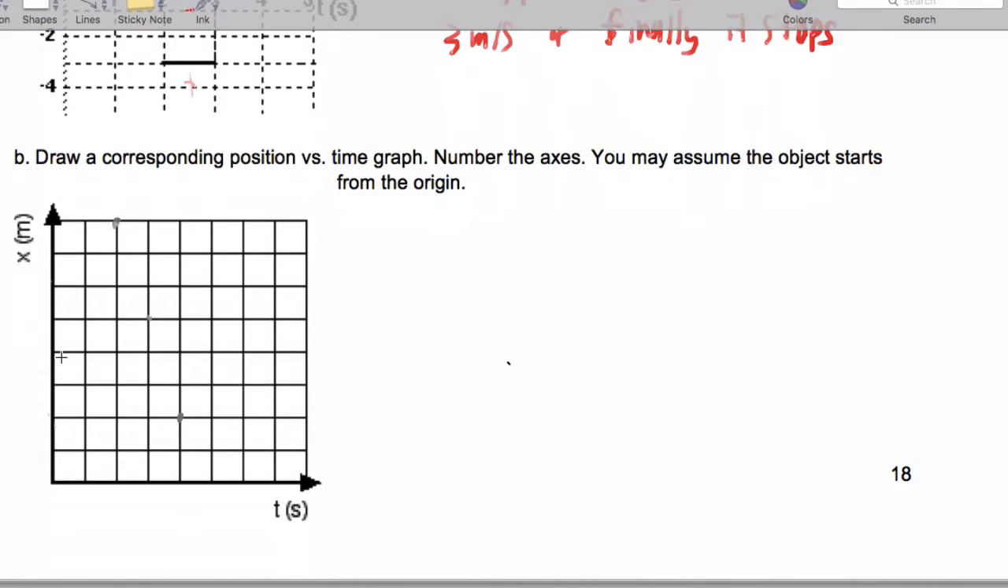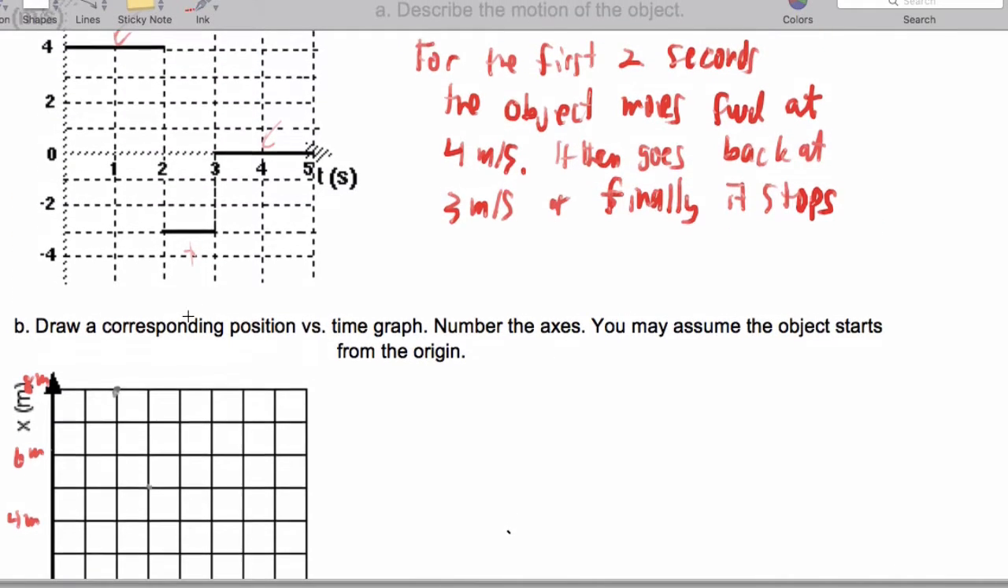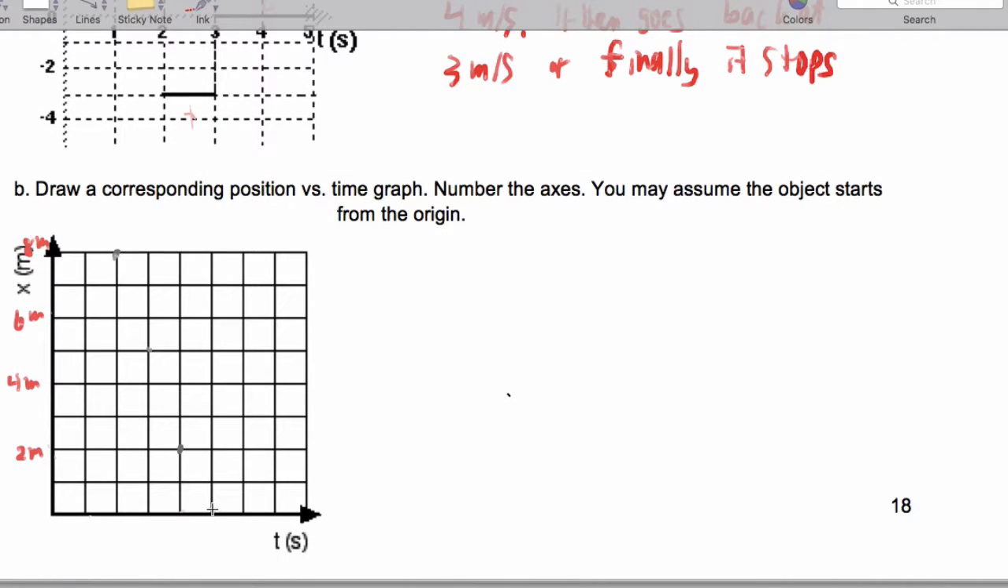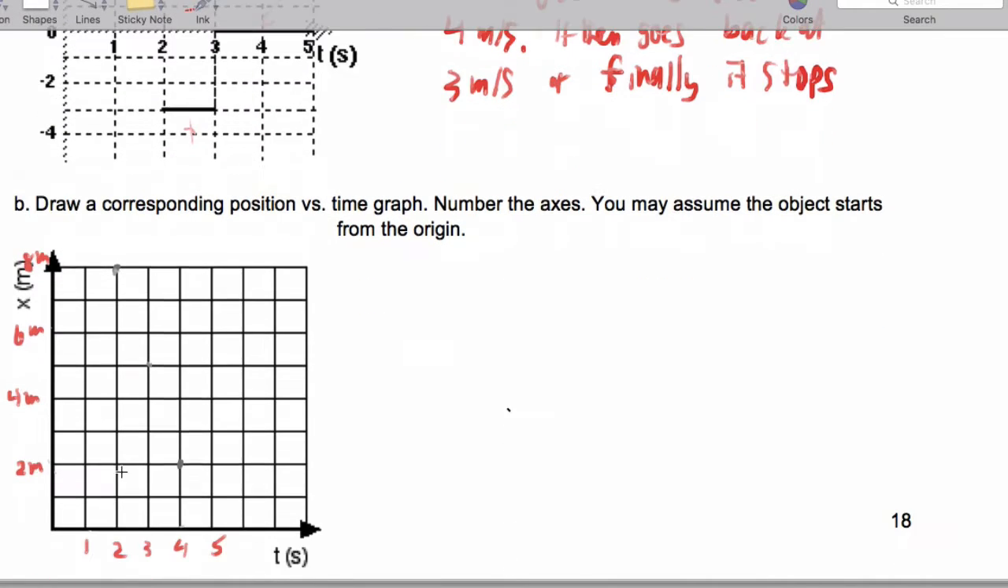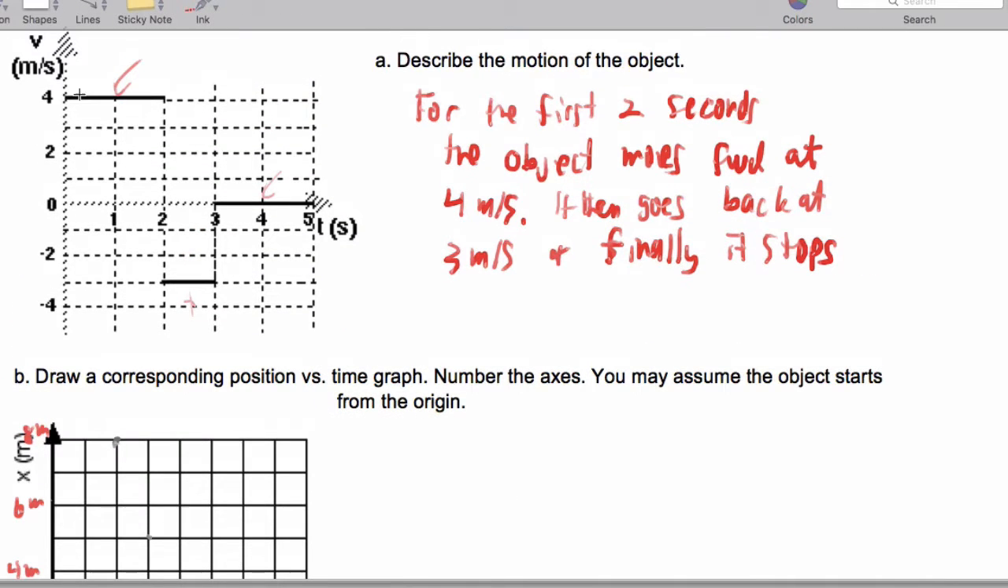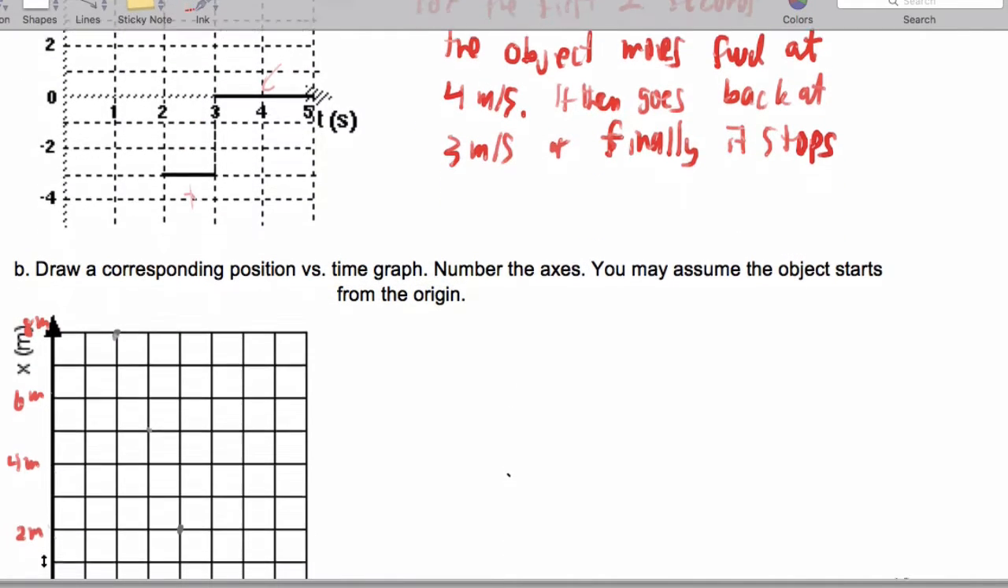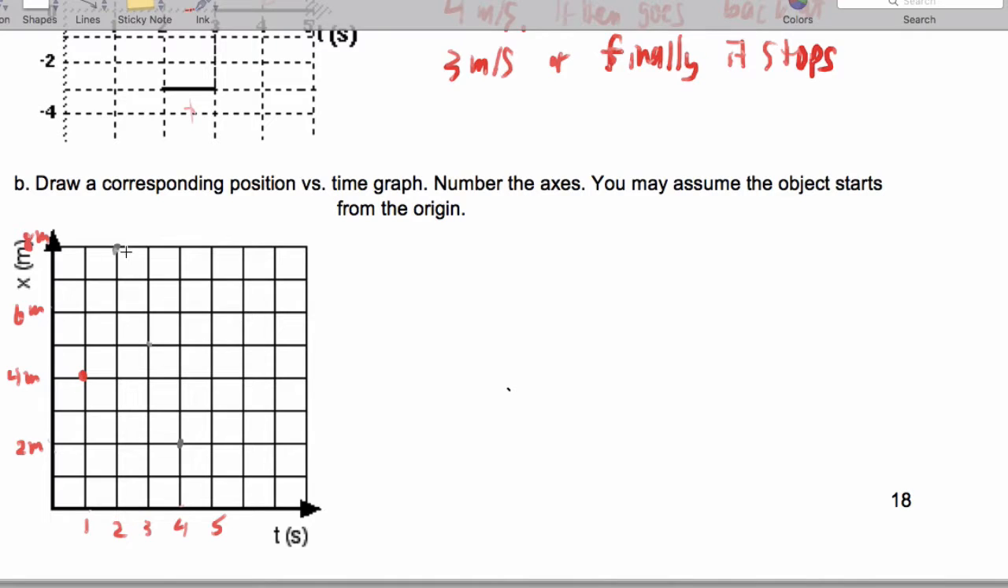So let's be clear. I'll actually count off squares here. So this will be 2 meters, 4 meters, 6 meters, 8 meters, and we'll count off seconds here. 1, 2, 3, 4, 5 seconds. And so to finish up here, our slope is 4 meters per second. So I'm going to go over 1, up 4, over 2, up 4 like this.